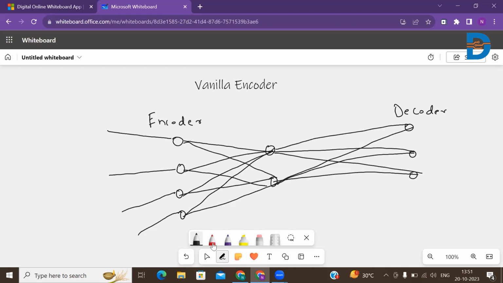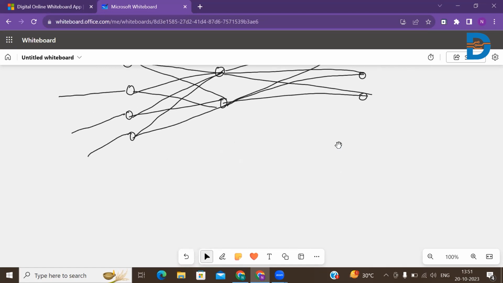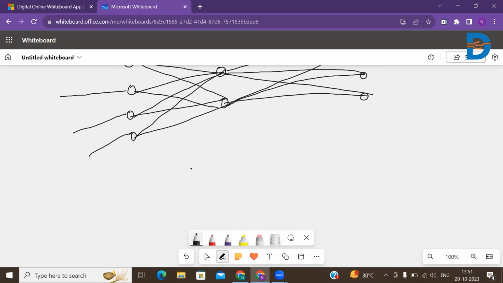Now the question is why we name this vanilla autoencoder. Vanilla means plain. Anything which has the term vanilla to it, we consider plain. So the prime objective of the vanilla autoencoder is to minimize the difference between the input data and the data reconstructed by the decoder, effectively learning a compressed representation.